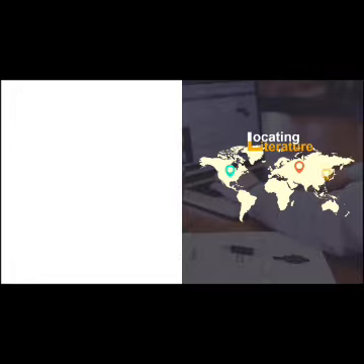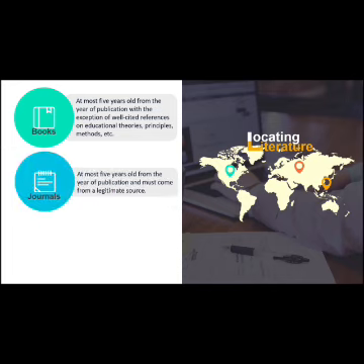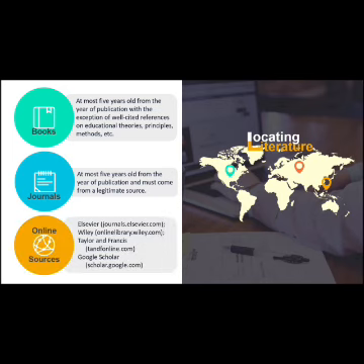Let us now proceed in locating literature. Here are some guidelines we also need to follow. For books, at most 5 years old from the year of publication, with the exception of well-cited references on educational theories, principles, methods, etc. For journals, at most 5 years old from the year of publication and must come from a legitimate source. For online resources, retrieved from reliable sources such as Elsevier, journals.elsevier.com, Wiley, onlinelibrary.wiley.com, Taylor and Francis, tandfonline.com, Google Scholar, scholar.google.com, and the like.